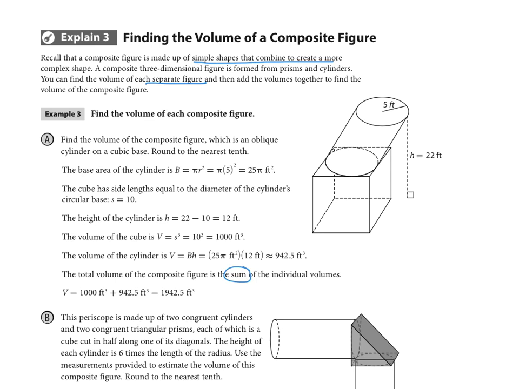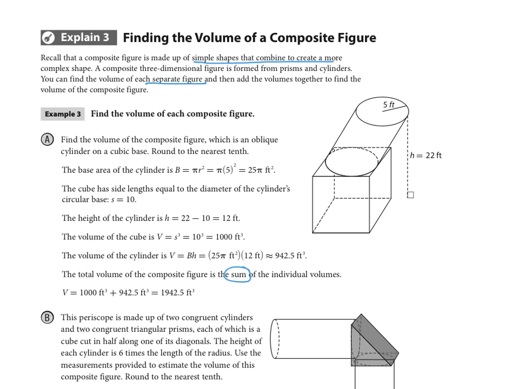So I get 1,000 plus 942.5 feet cubed, or 1,942.5 feet cubed. So go back and watch that little part of the video again if that didn't make sense, as far as breaking down how all those dimensions relate to each other, before we go on and fill in for part B.